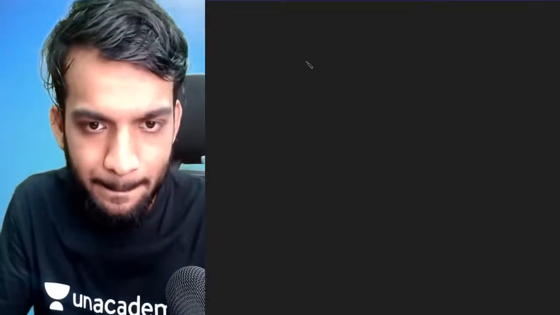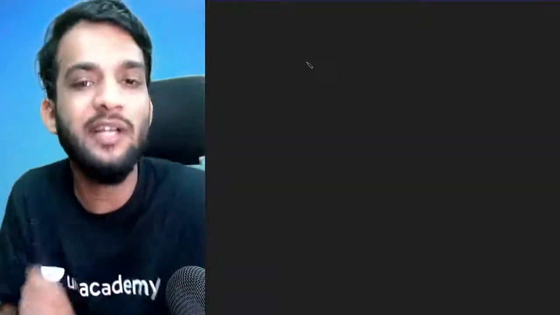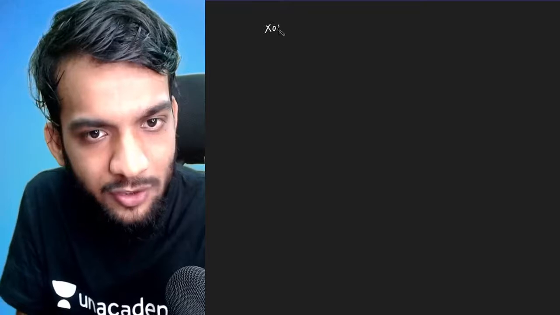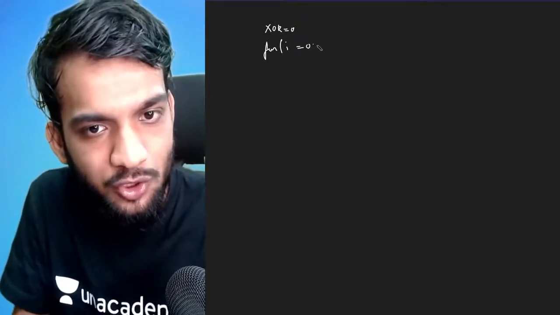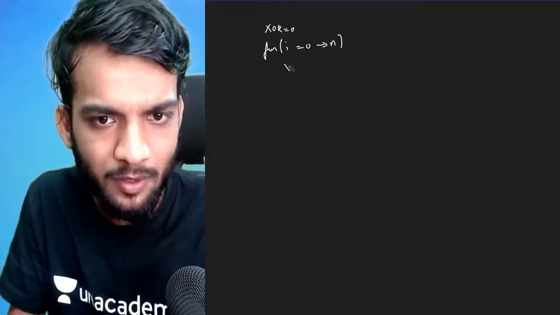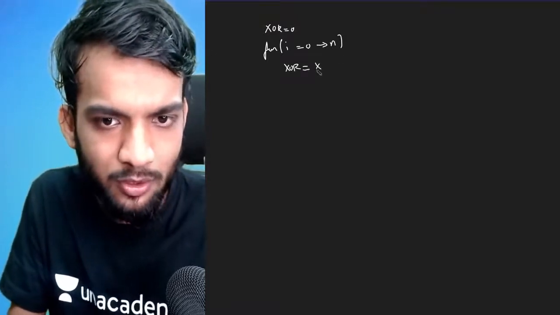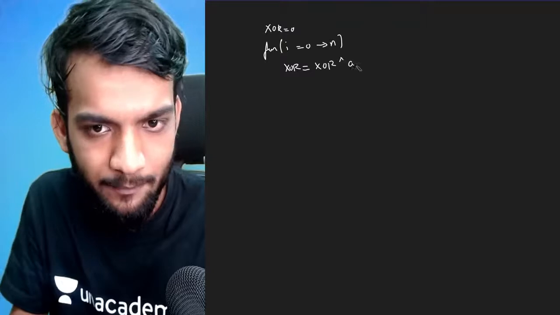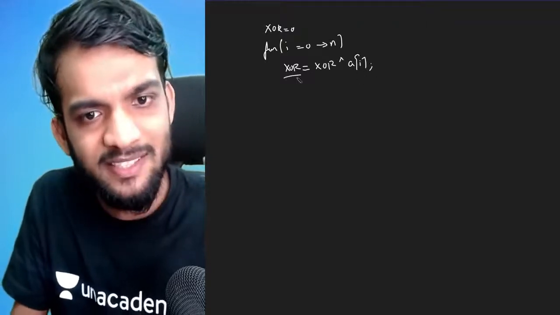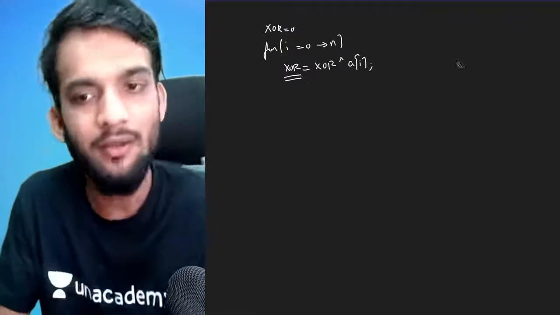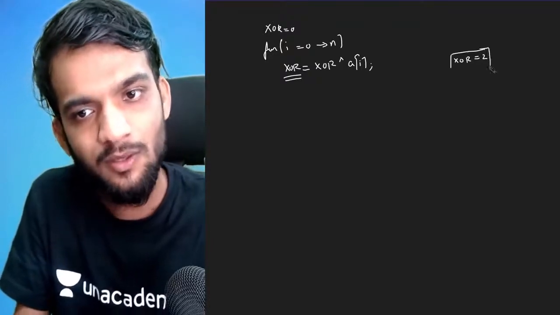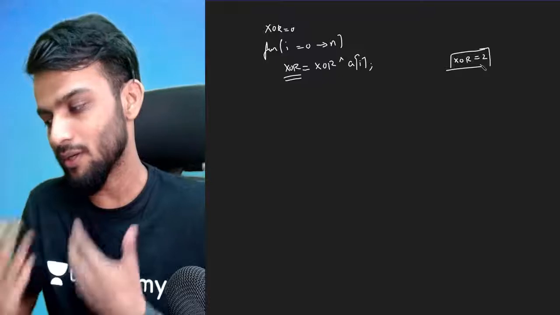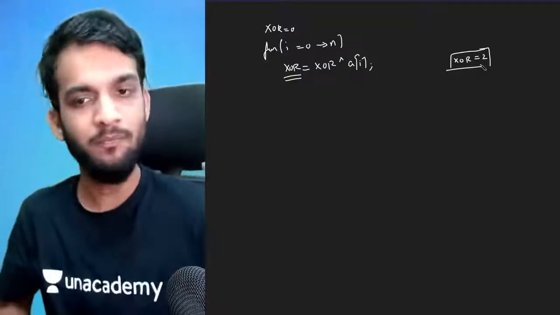Let's see. What is the first thing that I need? I need my XOR, right? So let's keep the XOR as 0, and let's then traverse from i equal to 0 till n. Okay, I'm writing pseudocode. So XOR equal to XOR A of i. So can I say this XOR will be, according to our explanation of the example, 2? This XOR will be 2 according to our explanation, correct?